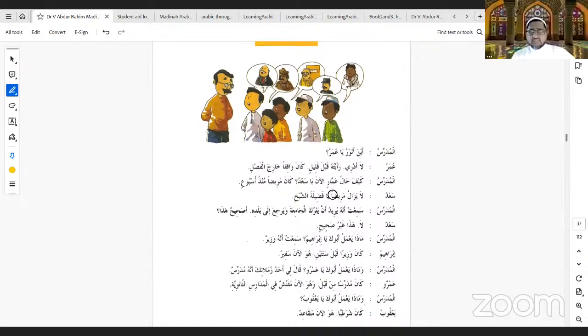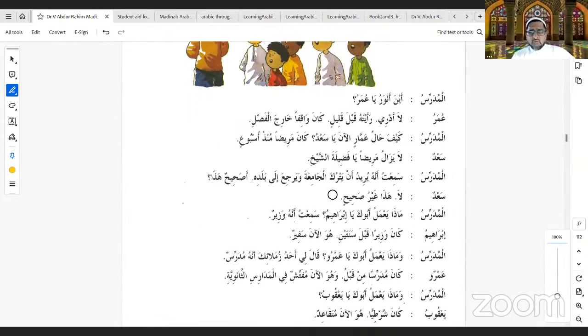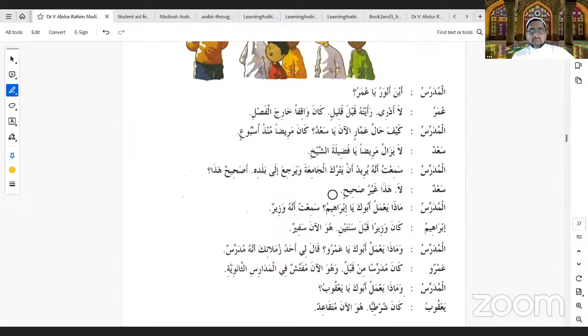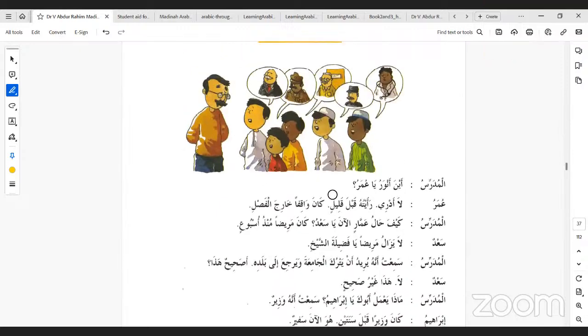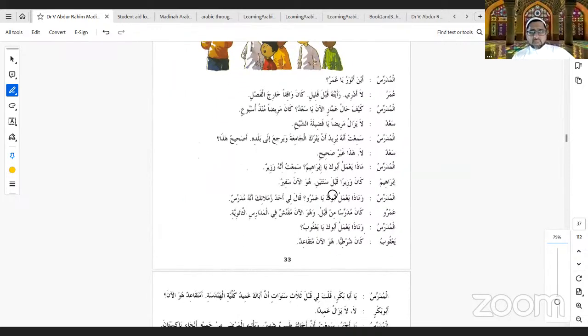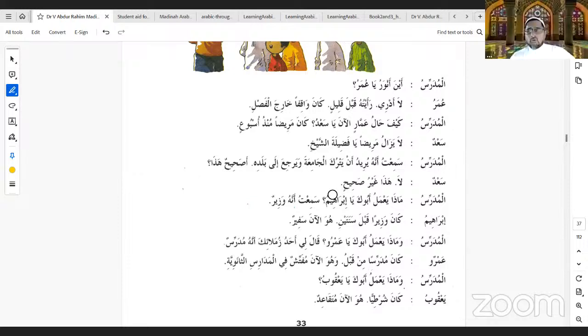Right. Sister Zabun Nisa, would you be able to take the role of Mudarris for this page? And then I'll bring Sister Sabira Kanji with Doctor to the next page. Bismillah. Darsul Khamis, or the fifth lesson. Aina Anwaru ya Umaru. Where is Anwar, O Umar? So who is Umar? You could take the role of Umar.